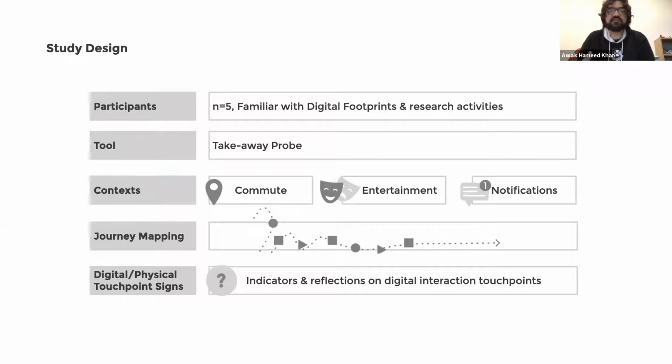Participants mapped out their interactions visually, followed by annotations of what they saw as different data collection touchpoints. They generated ideas of what indicators could be used at these touchpoints and reflected on what ramifications it would have if these ideas were executed in the real world.